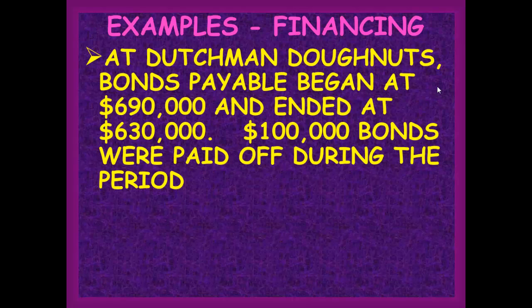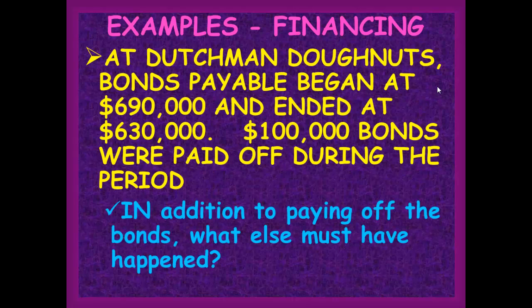Bonds payable began at $690 and ended at $630. Let's stop right there. Tell me what must have happened for bonds payable to go from $690 down to $630. I must have paid off some bonds. Okay, that's going to be an outflow. However, then I throw that next sentence in just to muddy the water. $100,000 in bonds were paid off during the period.